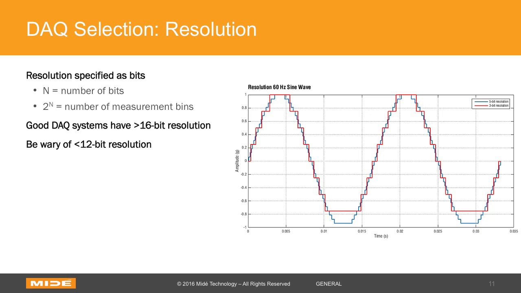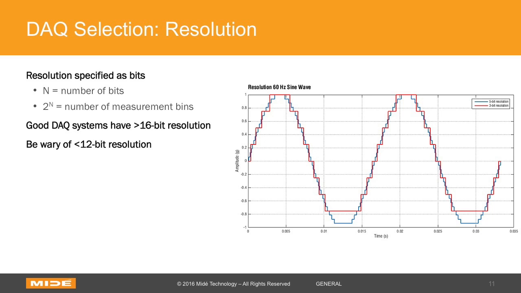On the right, I just have a plot that shows the blue line being 5-bit resolution and the red being 3-bit resolution. And that just shows you how you're going to have missing a lot of data if it has to round off to the nearest bit and you have relatively low resolution. Good DAQ systems typically have 16-bit or more. You'll see 24-bit in some, and generally you should be wary of those that have 12-bit resolution or less.